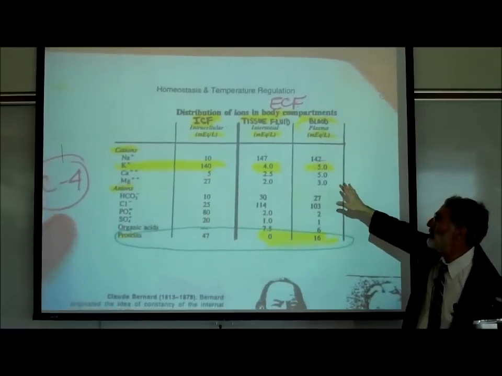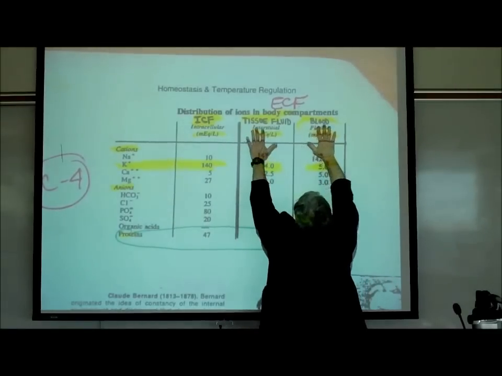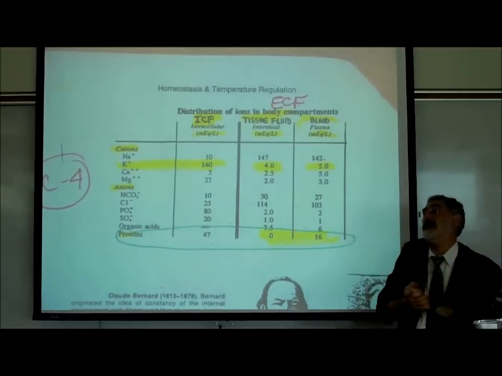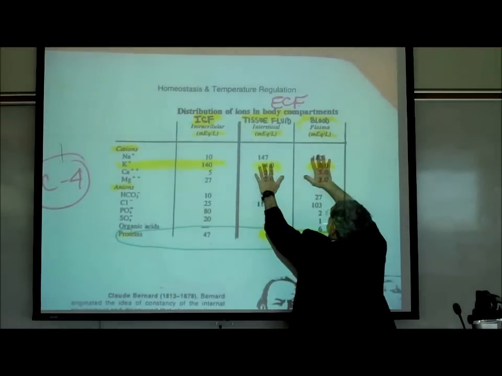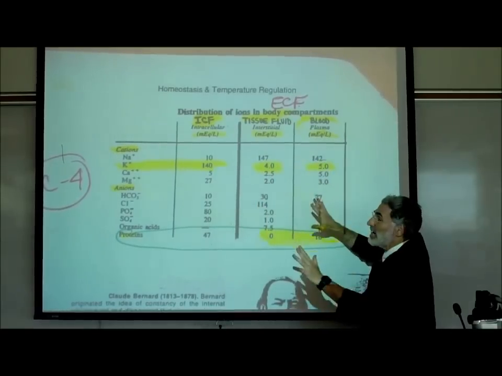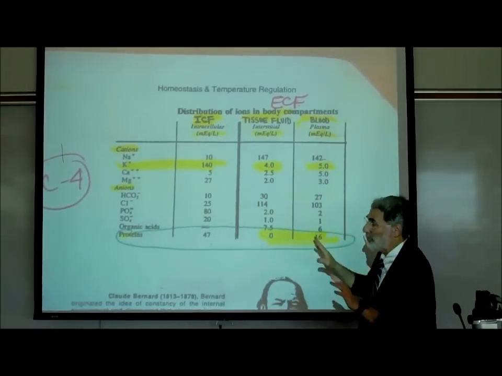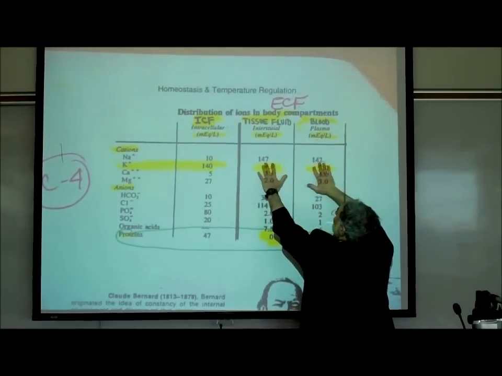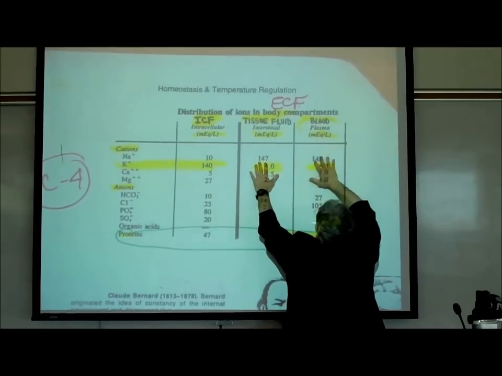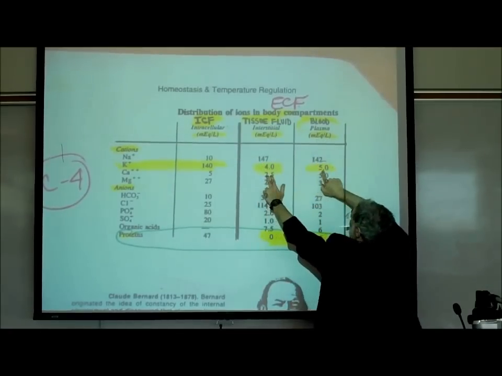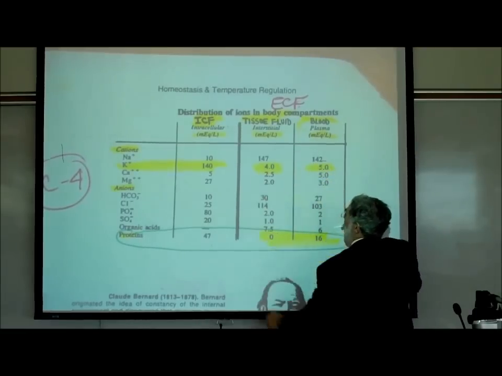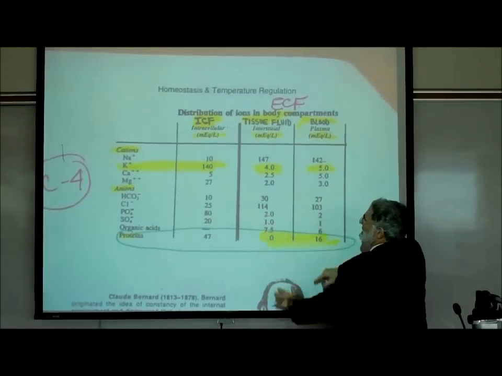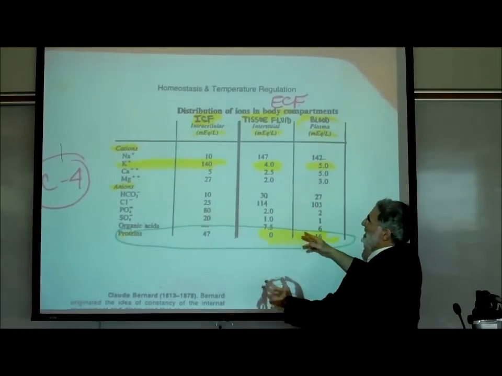Now, tissue fluid and blood plasma are both extracellular fluids, right? These are two different extracellular fluid compartments. What we notice, looking at the numbers, is that by and large, they're pretty similar. Almost identical. Notice high amounts of sodium in both tissue fluid and blood plasma. In both cases, low in potassium. In both cases, high in chloride, but low in, say, phosphate.